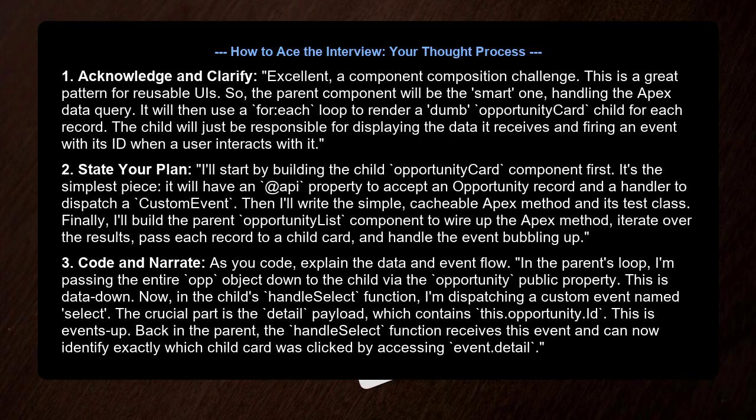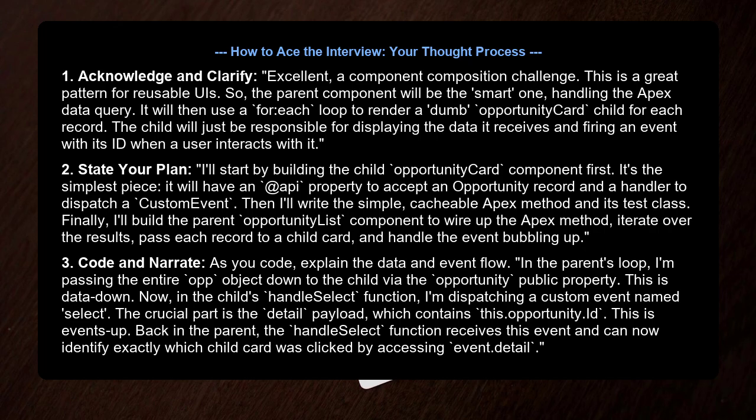2. State your plan. I will start by building the child opportunity card component first. It is the simplest piece. It will have an API property to accept an opportunity record and a handler to dispatch a custom event. Then I will write the simple, cacheable Apex method and its test class. Finally, I will build the parent opportunity list component to wire up the Apex method, iterate over the results, pass each record to a child card, and handle the event bubbling up.